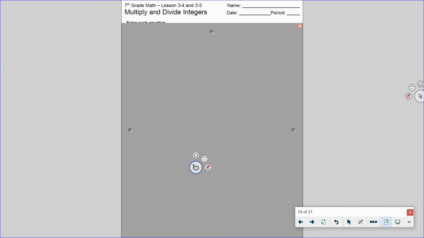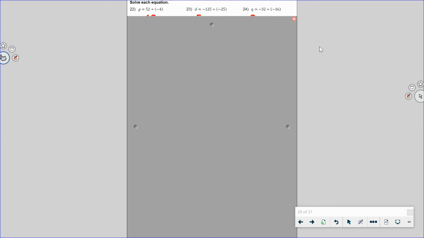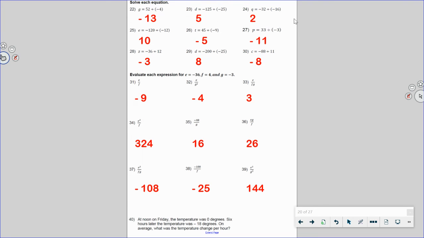Now, it would be really silly to just copy down somebody else's work and not really check to see if you know it. So here are the answers for the front page. Pause, come on back when you're ready for the second page. Second page, pause and come on back.